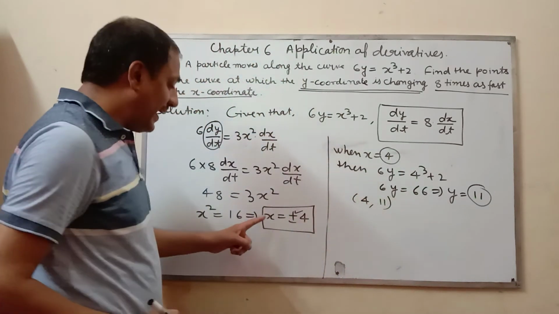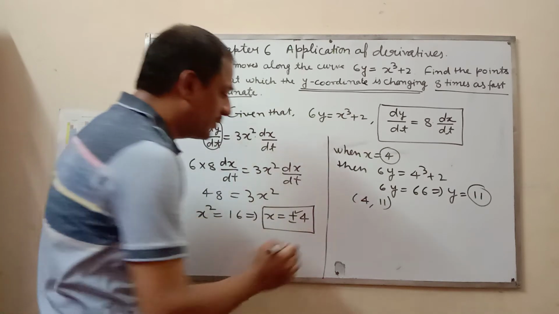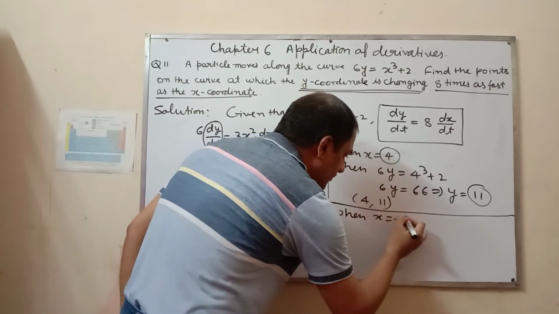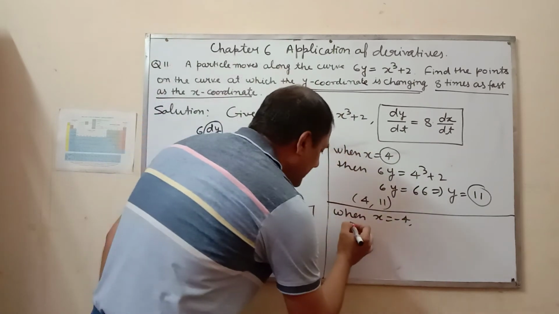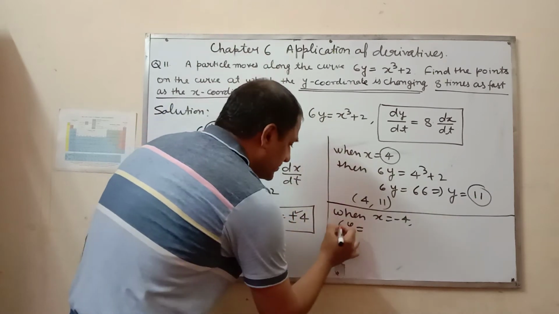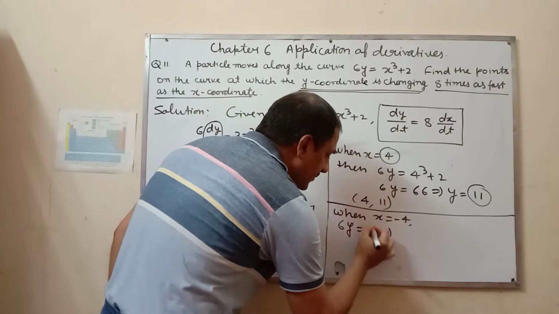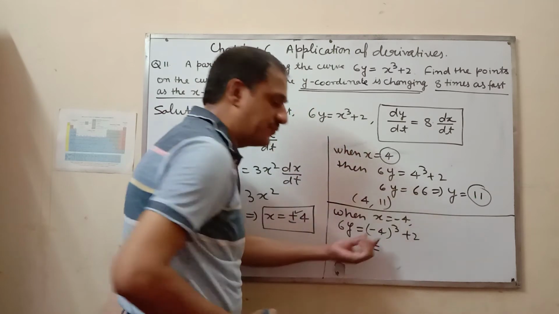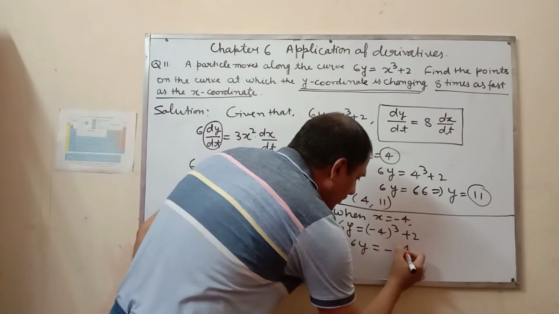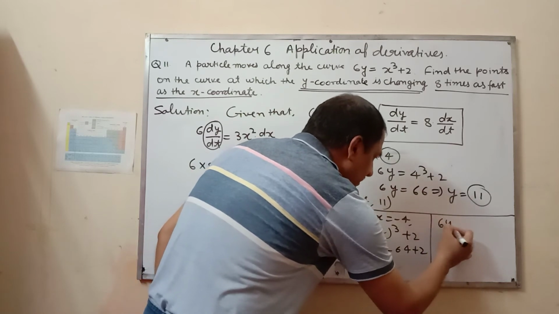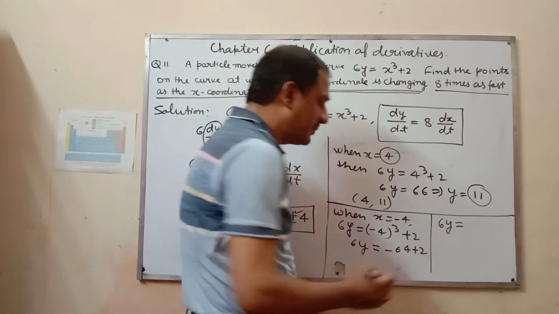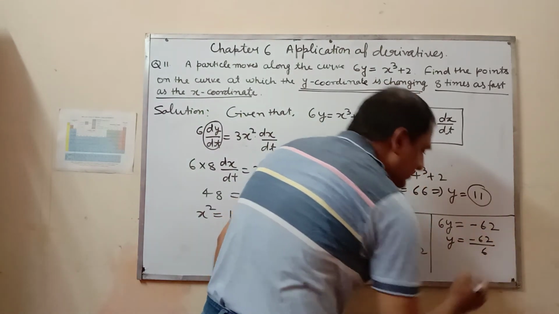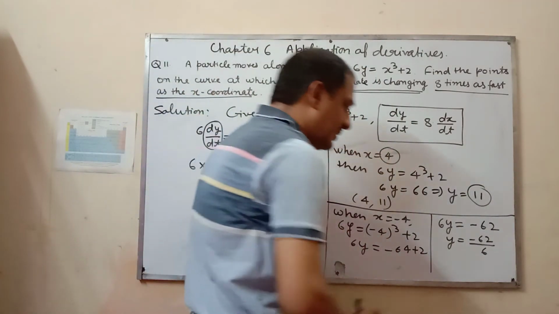Now for x = -4, then y is equal to what? 6y = cube of (-4) + 2. 6y = -64 + 2 = -62. y = -62/6. We can simplify it.